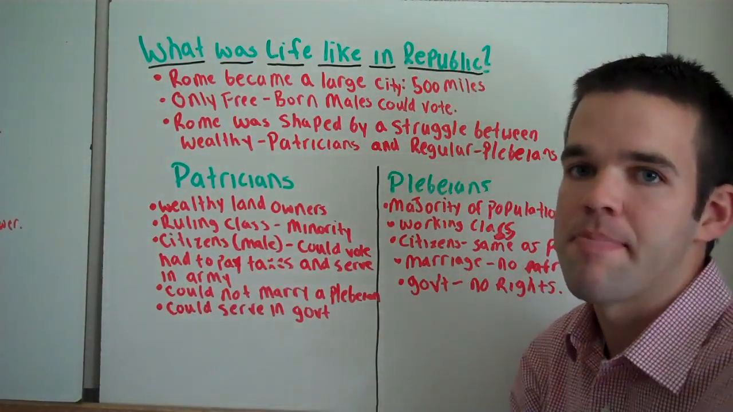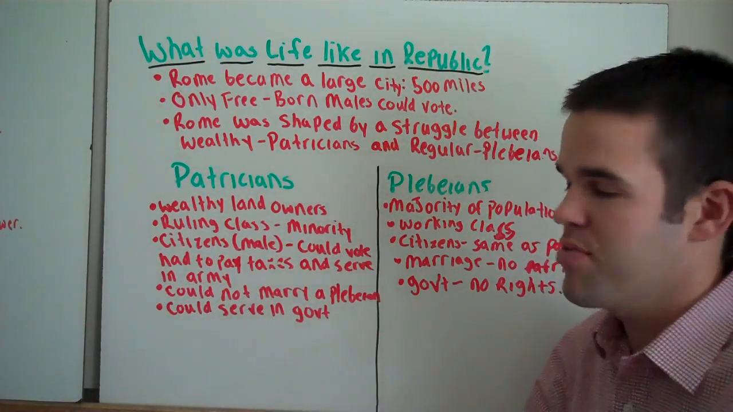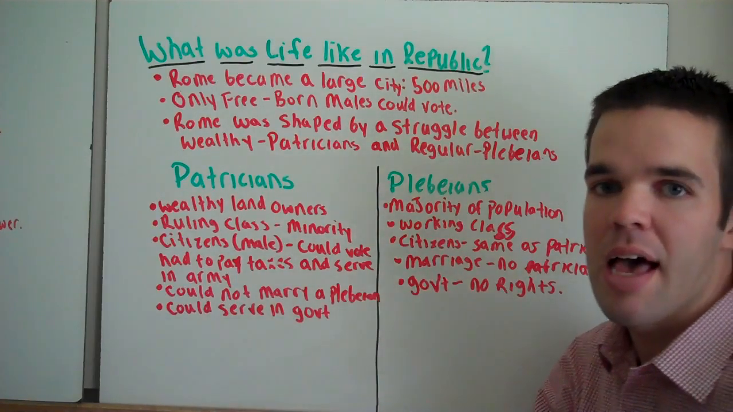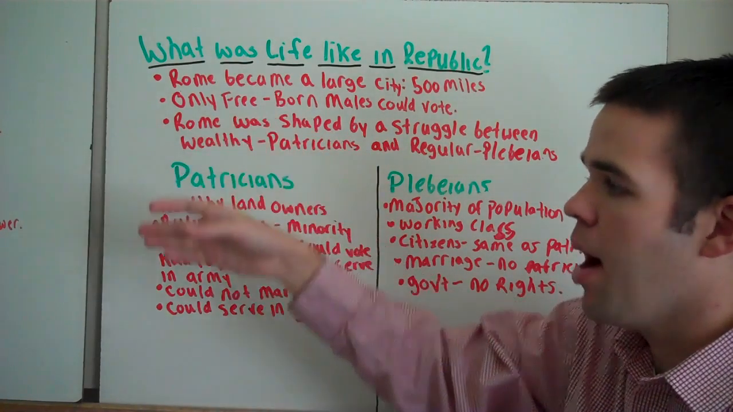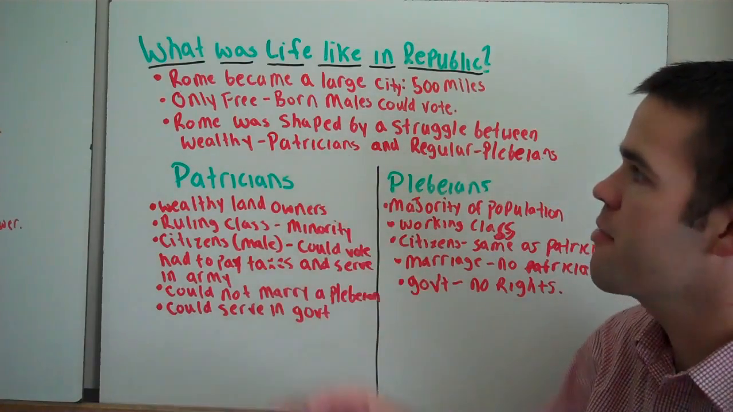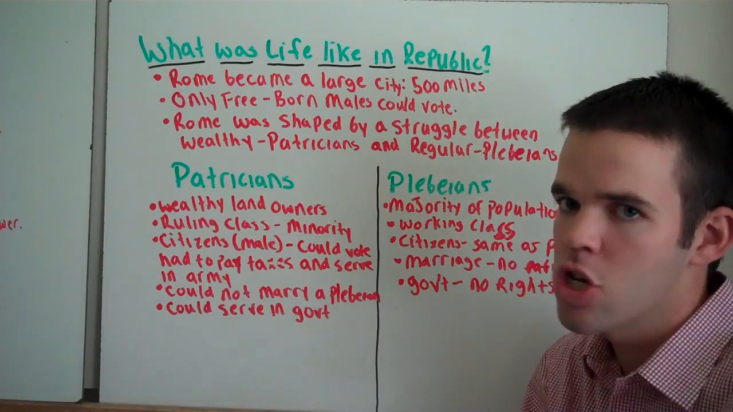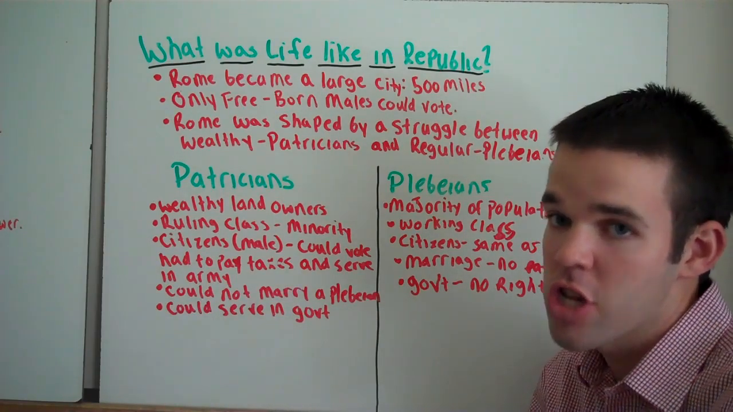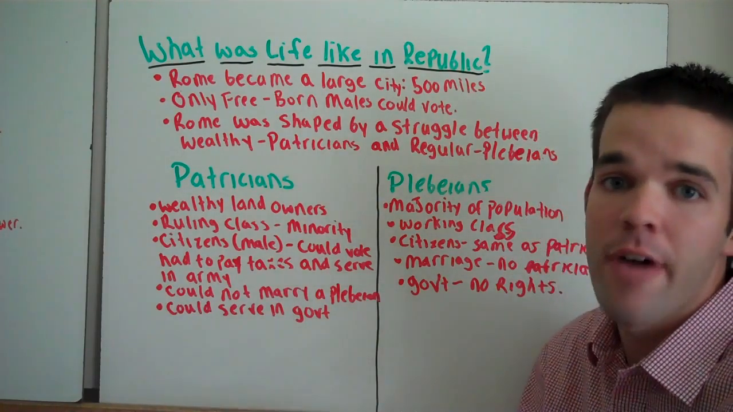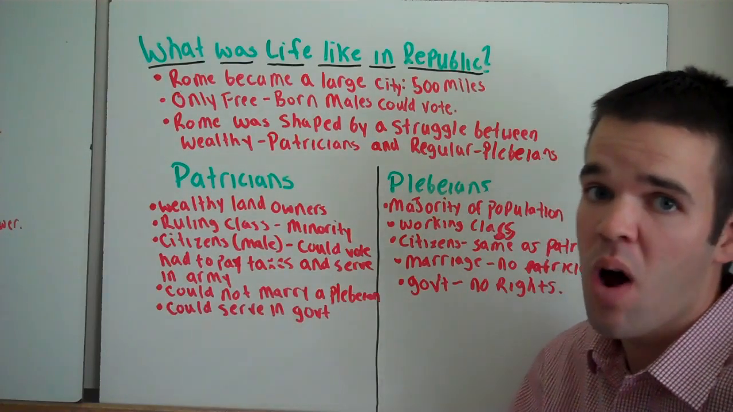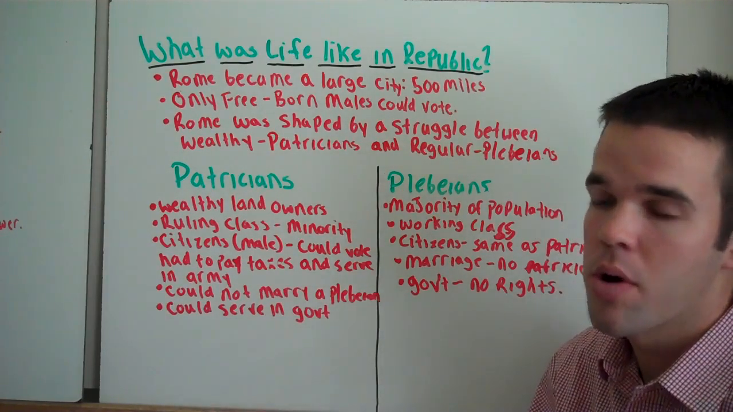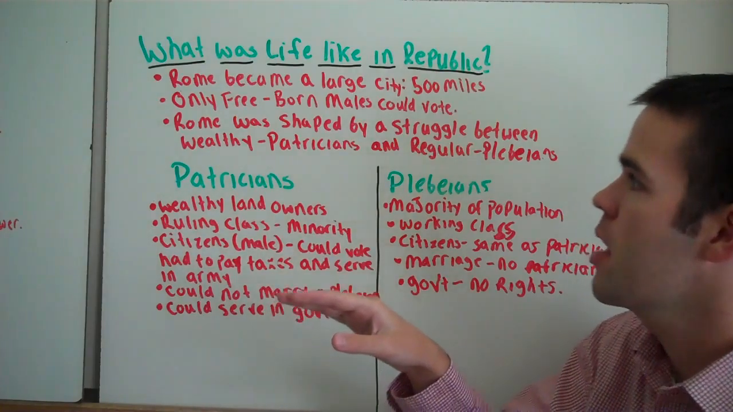Rome became a large city, consisting of 500 miles. The problem that the Roman Republic had was that only freeborn males could vote. Now, that is kind of unusual at its time because we're used to just about everyone having the right to vote here in the United States. But in Rome, that is normal. That was normal for that time.